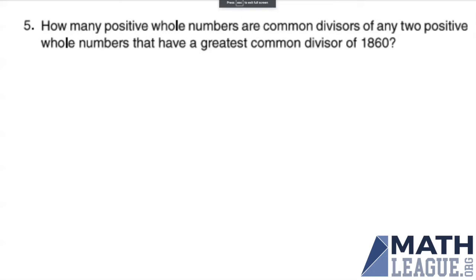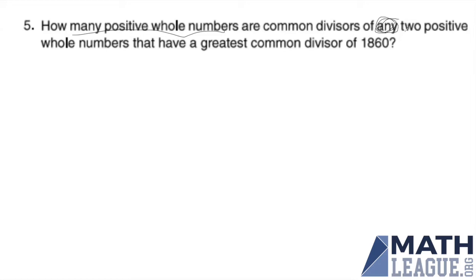Okay, so I will be going over question 5. How many positive whole numbers are common divisors of any two positive whole numbers that have a greatest common divisor of 1860? So we are looking for how many positive whole numbers are common divisors of any two positive whole numbers. So this is the key word here. They need to be common divisors of any two positive whole numbers that have a GCD of 1860.